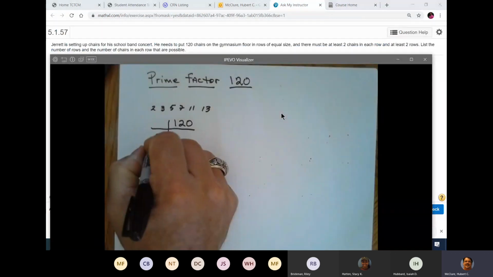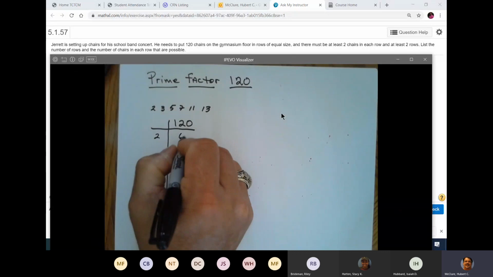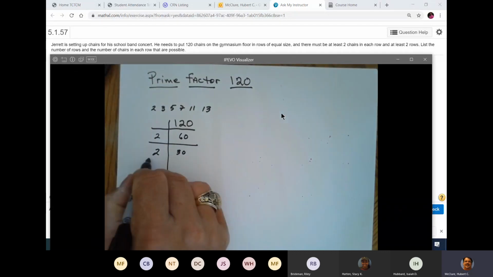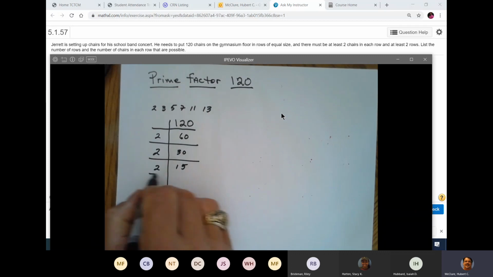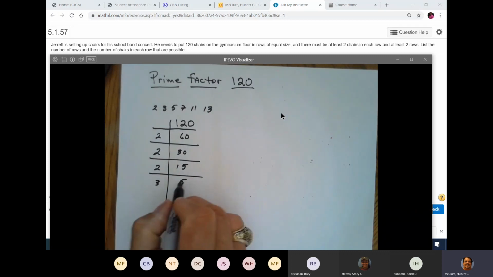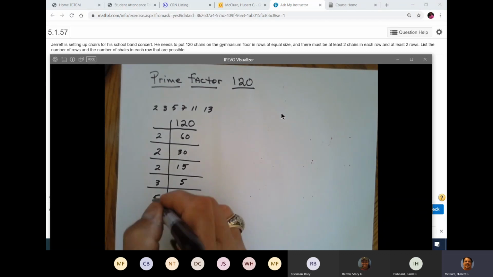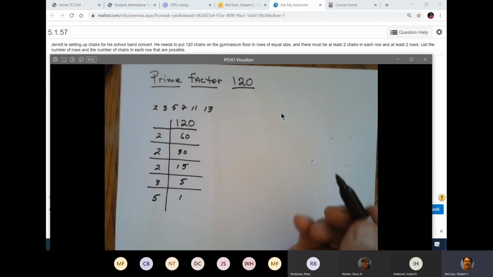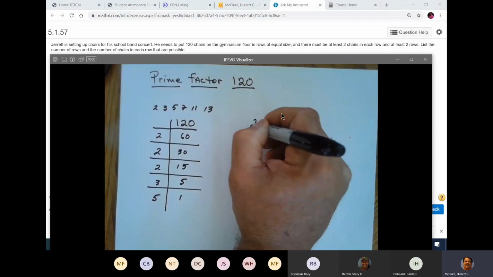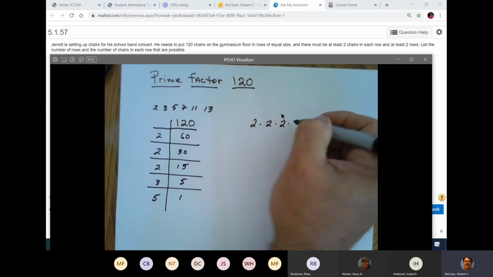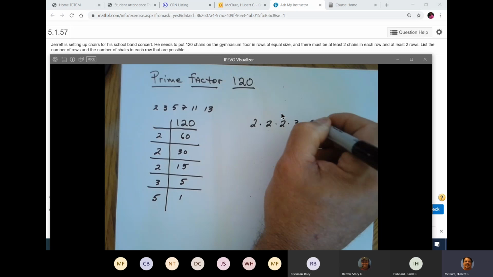And 2 will go into 120 60 times. 2 will go into 60 30 times. 2 will go into 30 15 times. 3 will go into 15 5 times. And 5 will go into 5 1 time. And there is your prime factorization. So your prime factorization is 2 times 2 times 2 times 3 times 5.